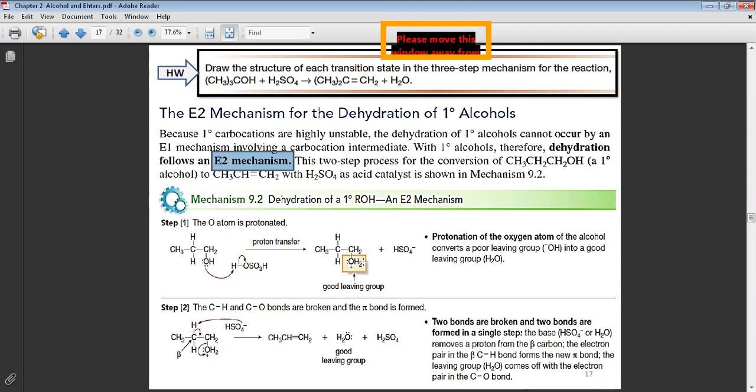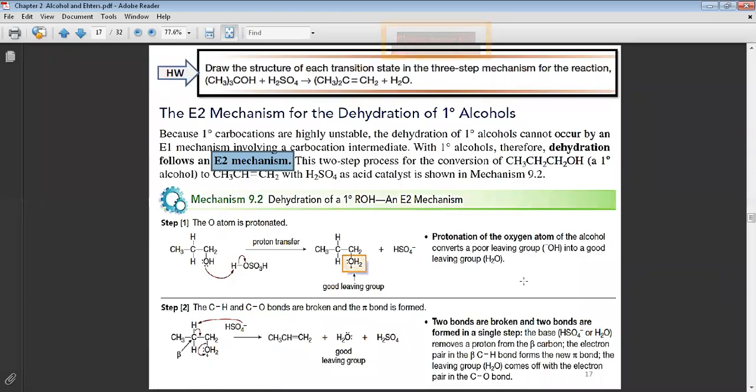Now, if you remove the OH2 to make a carbocation, it will be a primary carbocation, which is not stable. That means we cannot remove the OH2+ first. So what will happen now? The H2SO4 will remove the beta hydrogen. That means HSO4-, the conjugate base, will attack the beta hydrogen, and here it makes a new pi bond, and the OH2+ is removed as an H2O group. That means we have two steps: step number 1, step number 2.